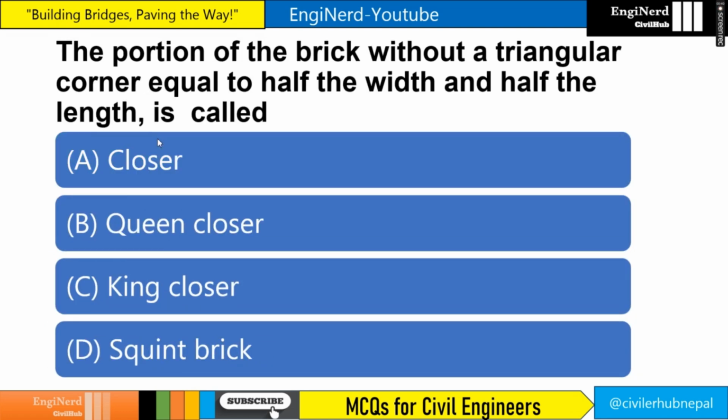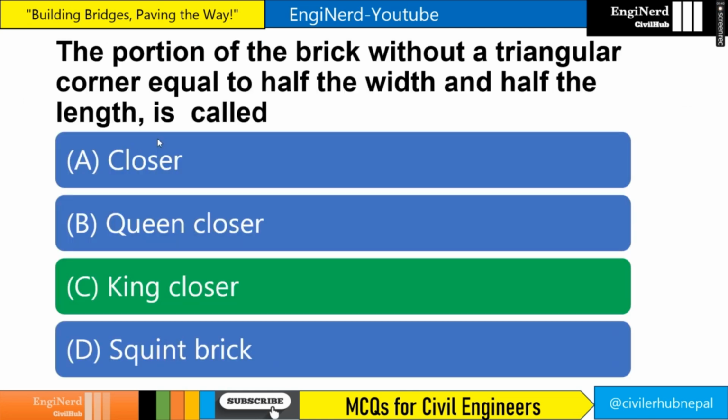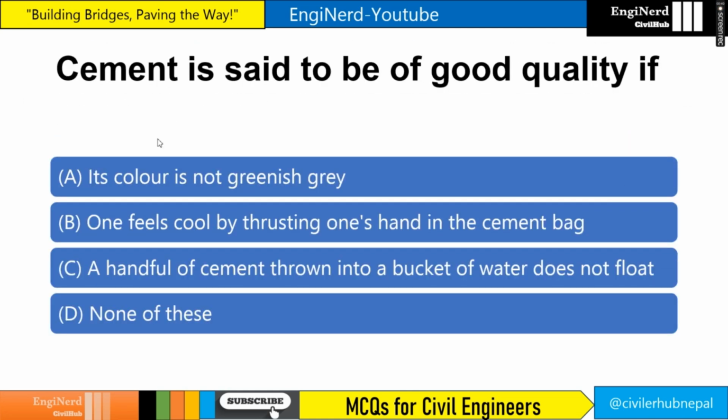The portion of the brick without a triangular corner equal to half the width and half the length is known as what? King closure, right? If you see in the king closure, it is obtained by cutting the triangular piece between the center of one end and the center of the other side. So the figure is here. So the answer is king closure.